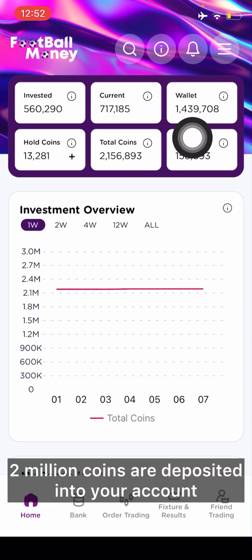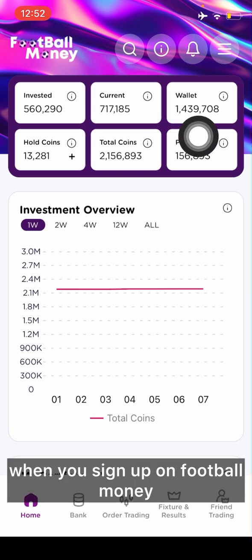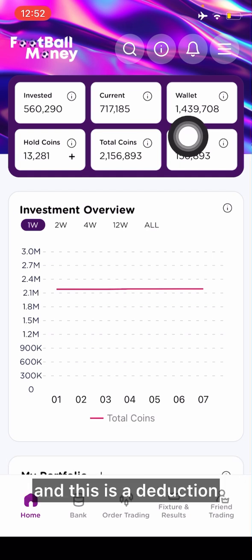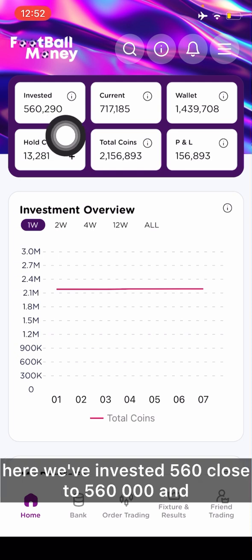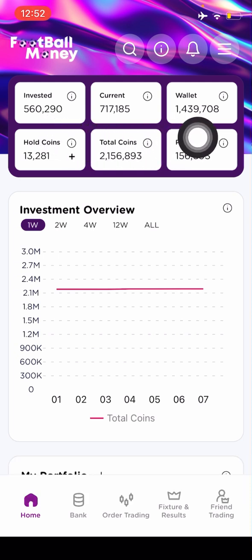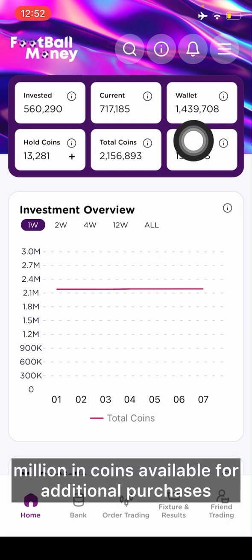The wallet here signifies the amount of coins you have to make additional purchases. 2 million coins are deposited into your account when you sign up on Football Money, and this is a deduction that you would have paid for assets. So out here we've invested close to 560,000, and we have 1.4 million in coins available for additional purchases.